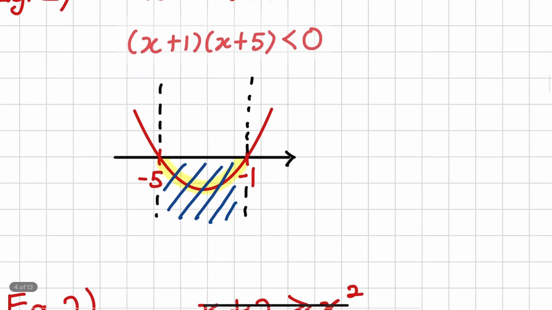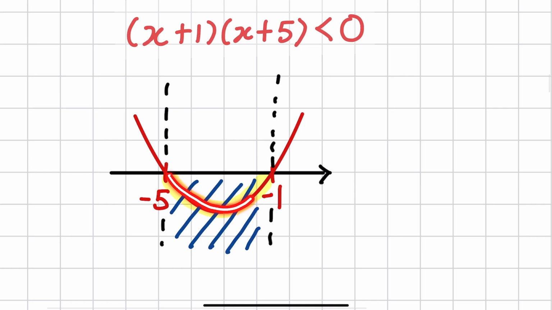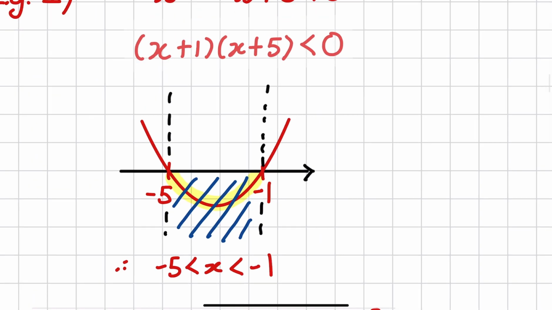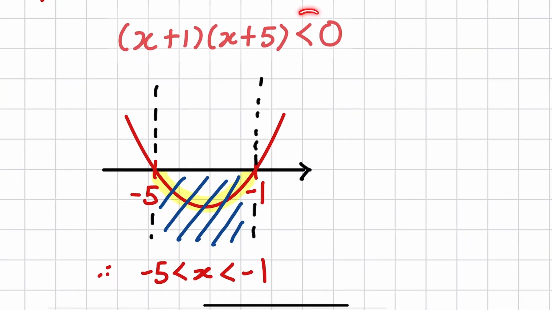So my final answer will take into account this range of values of x for this curve. Therefore, the final answer is x is between -5 and -1. Take note that this is strictly less than, so I do not consider the points where the graph intersects the x-axis.